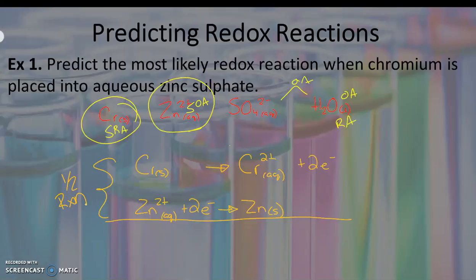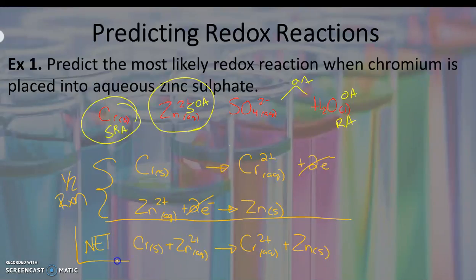As a net, I don't really have to multiply by anything because the number of electrons are the same, which would cancel out when I determine my net equation. So chromium solid is reacting with zinc 2+ aqueous to produce chromium, and so there is my net reaction.